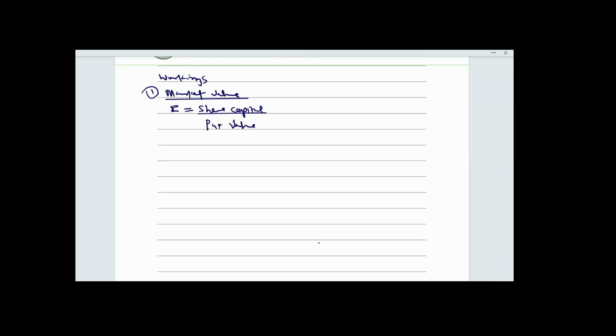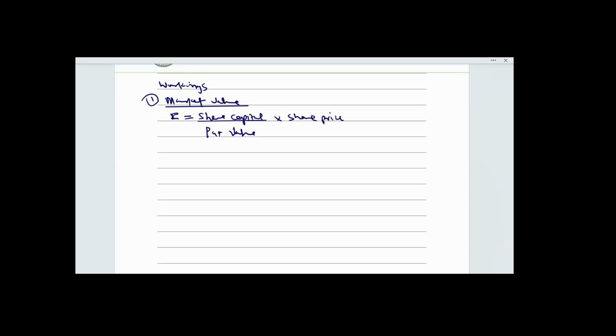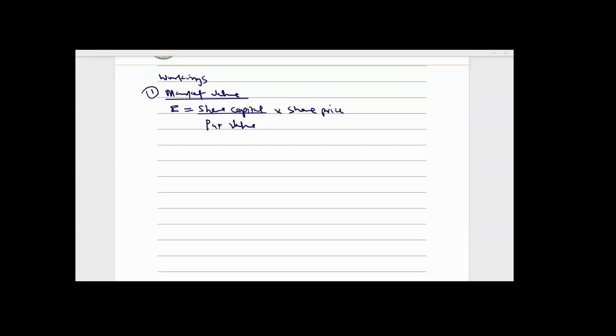Par value multiplied by share price. Now, when you look at this question, share price is not given to us. Ordinarily, I'm supposed to multiply the number of shares by the share price, but share price is not given. But the examiner has given us earnings per share as well as the price earning ratio. So that's what we are going to use to get the share price.